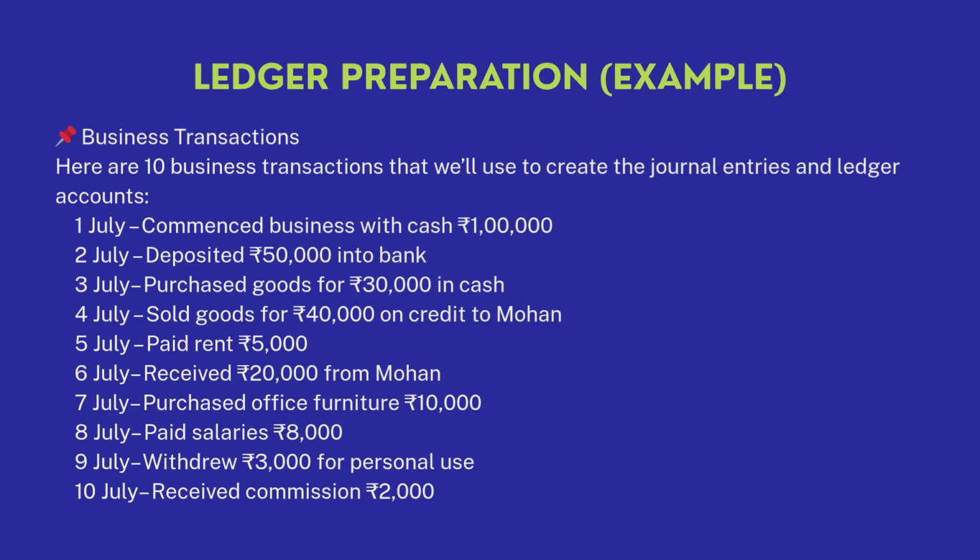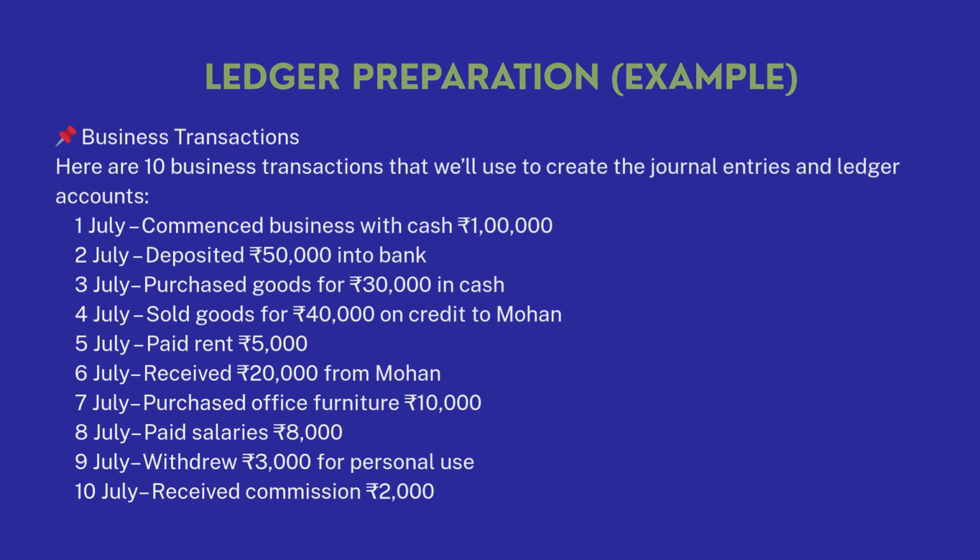3rd July, purchased goods for cash. 4th July, sold goods on credit. 5th July, paid rent. 6th July, received cash from Mohan. 7th July, purchased furniture. 8th July, paid salaries. 9th July, withdrew cash for personal use. And 10th July, received commission.